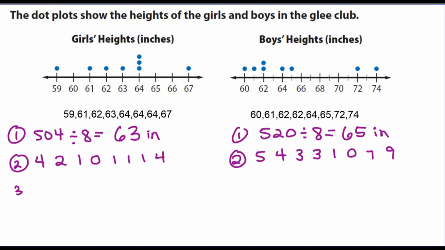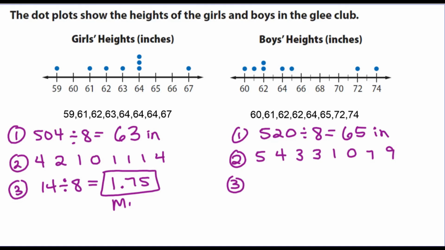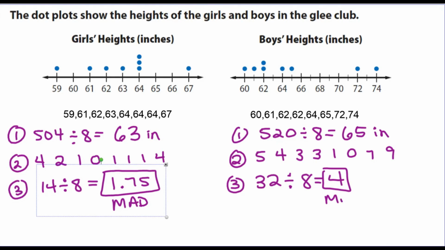And then lastly, I want to average all of those values to find my MAD. If I add all of these up, they add up to 14. And if I divide that by the 8 girls, I get 1.75. This is the MAD, or the mean absolute deviation, for the girls. And then same for the boys. If I add all of these up, I get 32. And 32 divided by 8 is 4. So the boys have an MAD of 4.